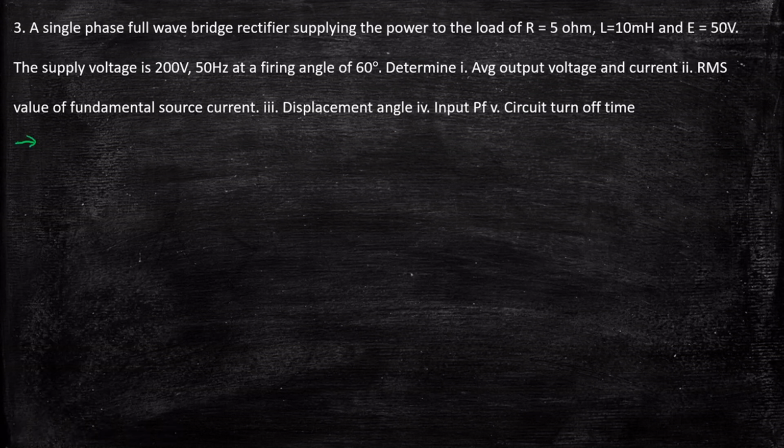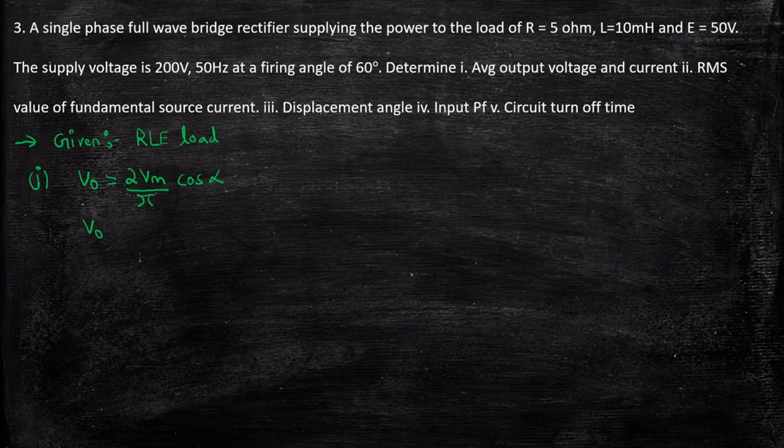That is, they've given this to be equal to an RLE load, isn't it? So they've given this as RLE load. They've given us the supply voltage, the firing angle alpha, as well as the R, L, E values. So they're asking us to find the average output voltage and current. So we know that average output voltage is given by 2 Vm by pi into cos alpha. We are assuming this as operating in continuous conduction mode because they have not given any specific data related to that, isn't it? That is why we are assuming this.